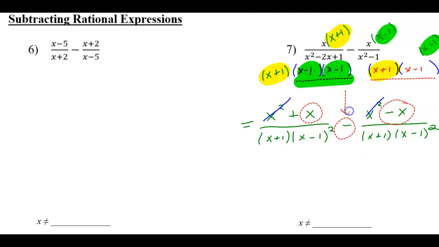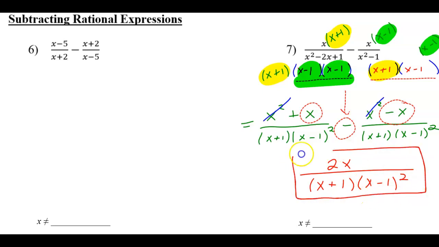You have to pay attention to the minus sign in the middle. So that's actually plus x, which would be 2x, all over the common denominator of x plus 1 times x minus 1 squared. And obviously there's nothing on top to factor or simplify, so that would be your answer. And our excluded values, this could not be -1, and this could not be +1. So we have to include both -1 and +1 from our denominator values.